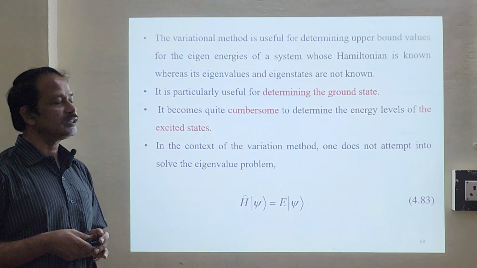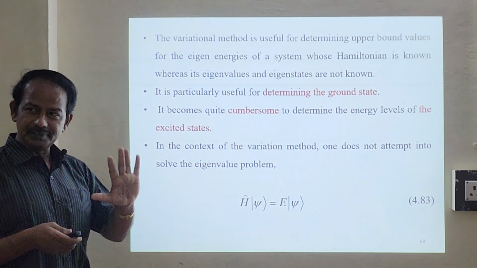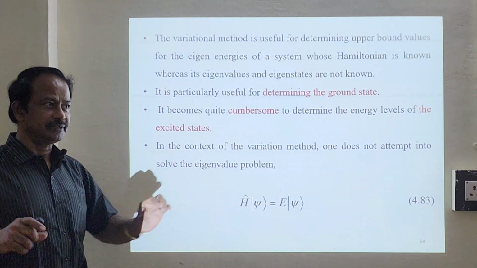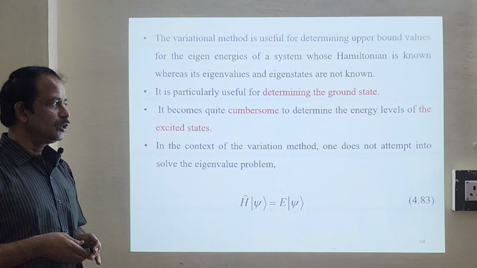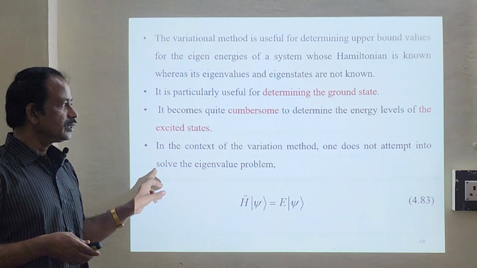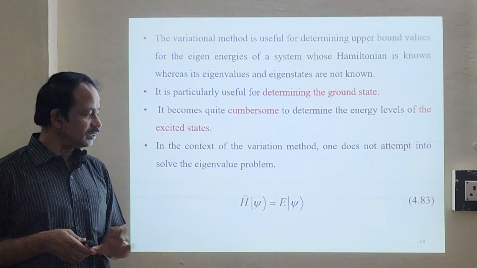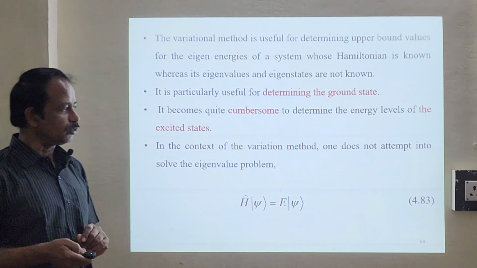It is particularly used for determining the ground state, as I said. For the excited states it is very difficult. For the first excited state it's okay, but for the second and third there will be a lot of error, so people never use it. In the context of the variation method, one does not attempt to solve the eigenvalue problem, H psi equals E psi, which is equation 4.83.